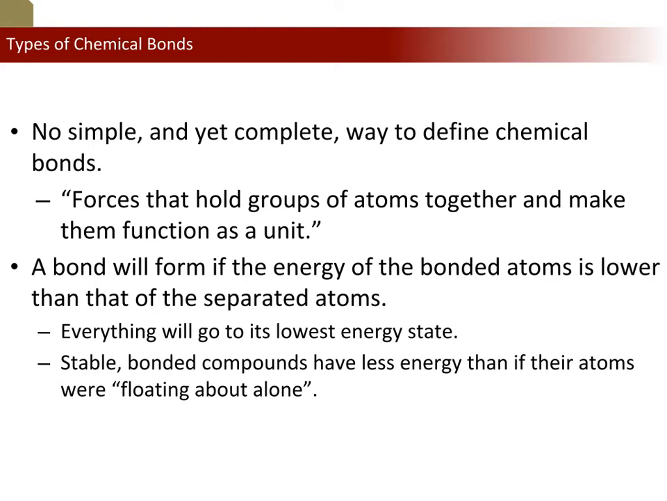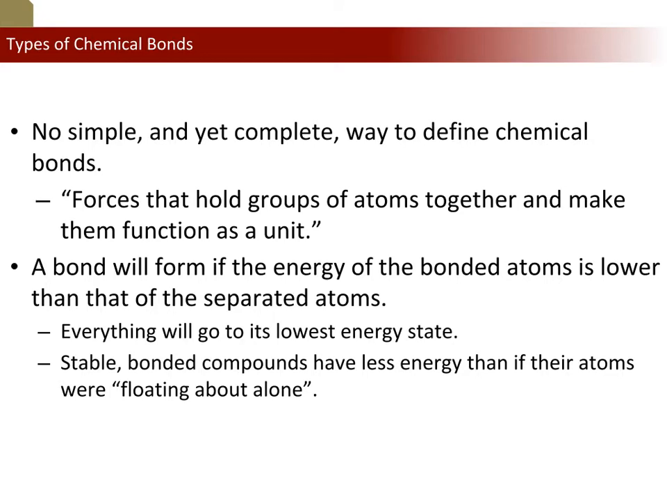A bond will form only between atoms in order to achieve a low energy state. Everything wants to be as stable as possible, and in order to achieve that, bonding may occur. Now, sometimes two atoms might not want to bond. Sometimes their most stable state is not bonded.